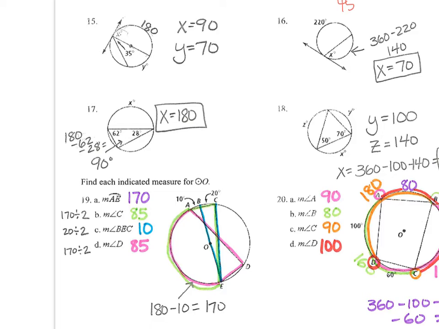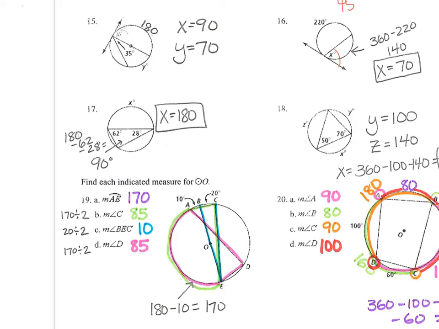In 15, we know that this is 180 because this is a diameter right here. So X has to be half of that. And then Y has to be 70, it's twice this. In number 16, we know this is 220, so all the way around is 360. So this has to be 140. So X has to be half of it because X is this angle.